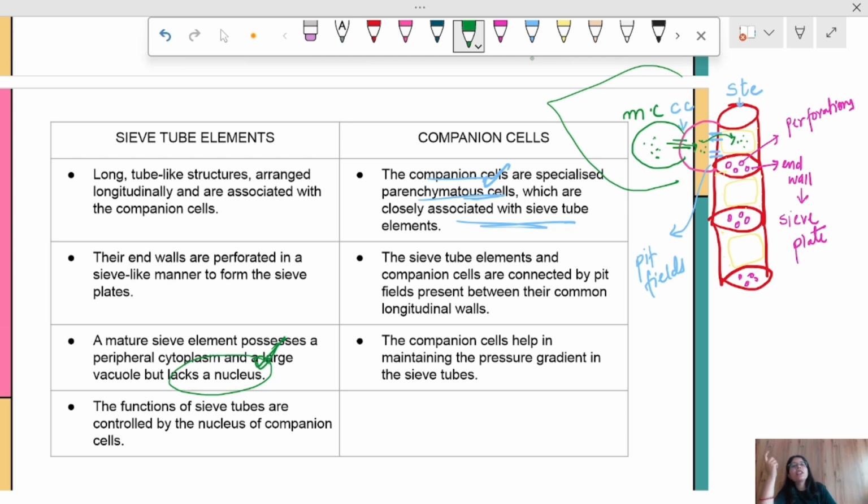So all the functions occurring in the sieve tube elements are regulated by the companion cell. That's why it is called companion. It is helping the sieve tube element in building the pressure gradient so that food can be transported, right? So once the companion cell delivers the food here, what will happen? Pressure gradient will develop. What's the meaning of pressure gradient?